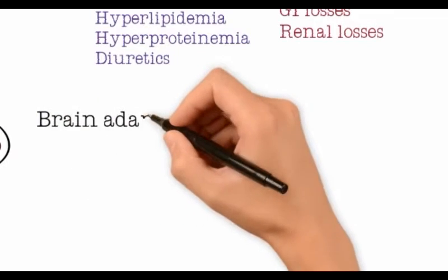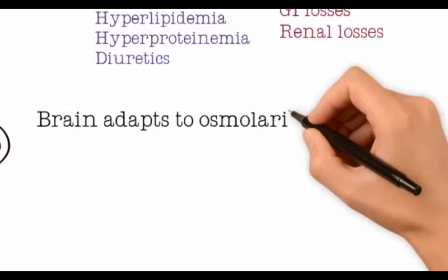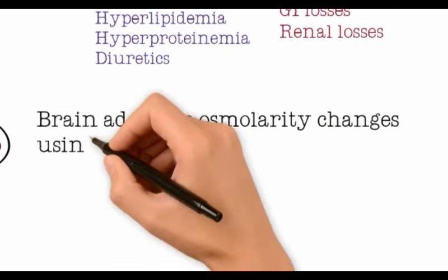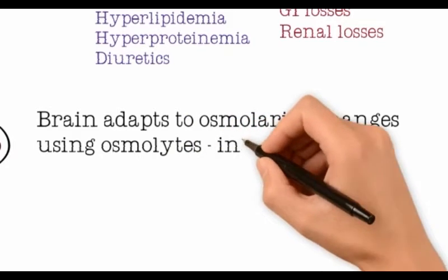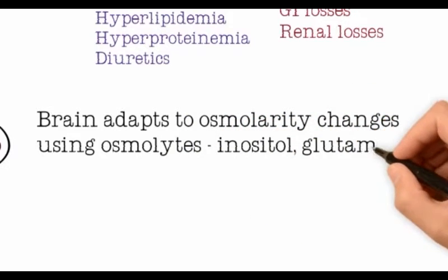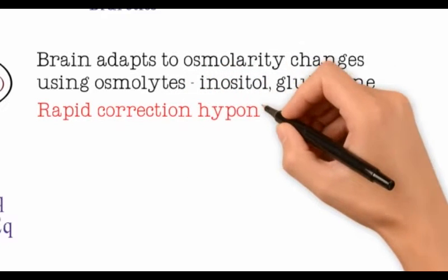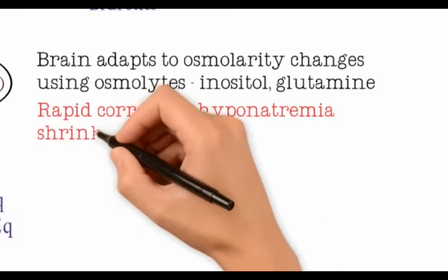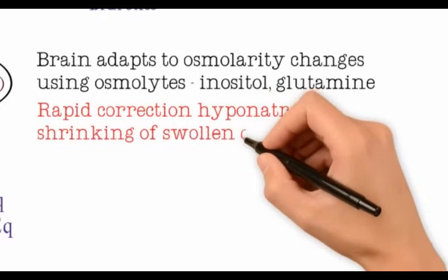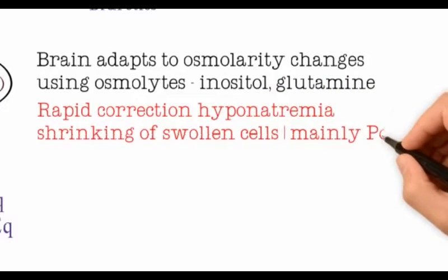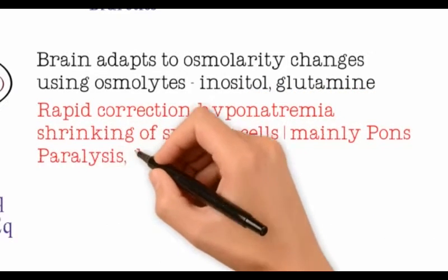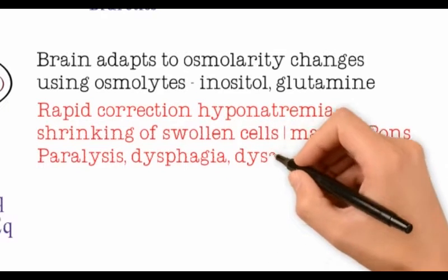The brain adapts to the change of osmolarity by using osmolytes such as inositol and glutamine. During a change in osmolarity, the brain cells can either shrink or expand by using the osmolytes. During a rapid correction of hyponatremia, there is a shrinking of the swollen cells mainly seen in the pons, which can lead to central pontine myelinolysis, leading to paralysis, dysphagia and dysarthria.